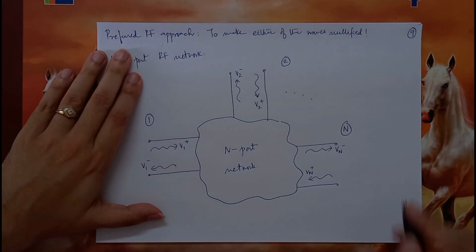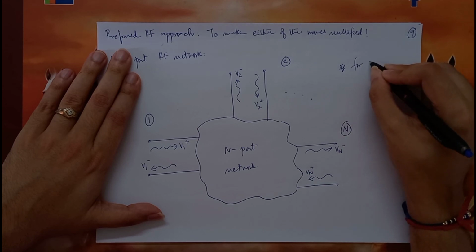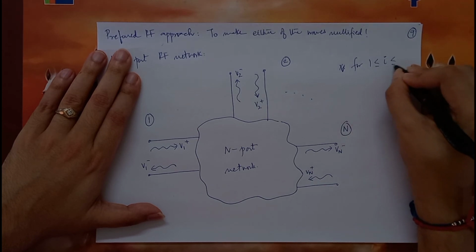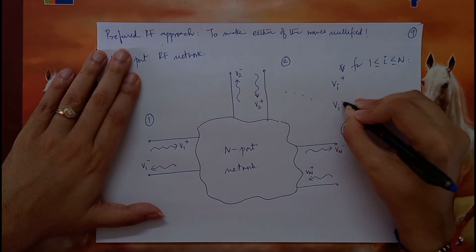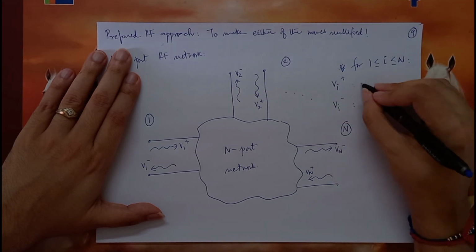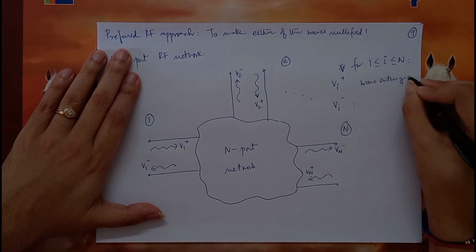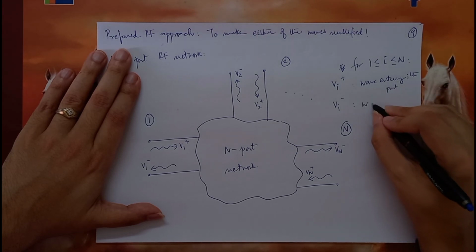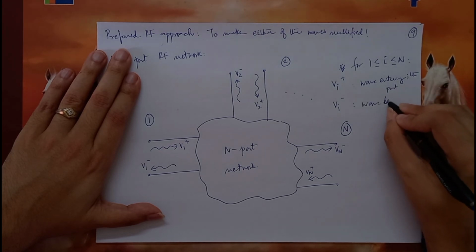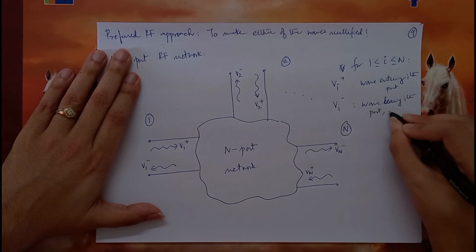So in general, for 1 less than or equal to i less than or equal to n, Vi plus denotes the wave entering the ith port, and Vi minus denotes the wave leaving the ith port, respectively.